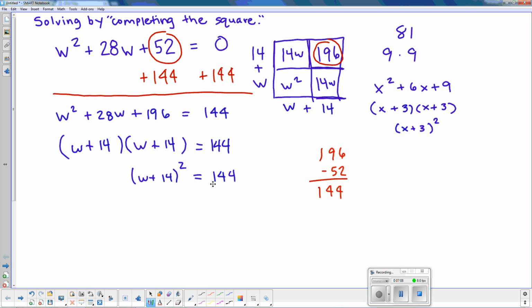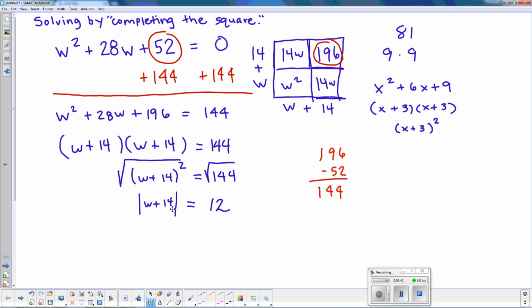So now the whole solving process gets easier for some people. Some people don't like doing this part of it, but we can take it and just do the square root of each side, because now they're both perfect squares. This is a perfect square, and so is this number. So we get the square root of 144 is 12, and the square root of w plus 14 squared is the absolute value of w plus 14.